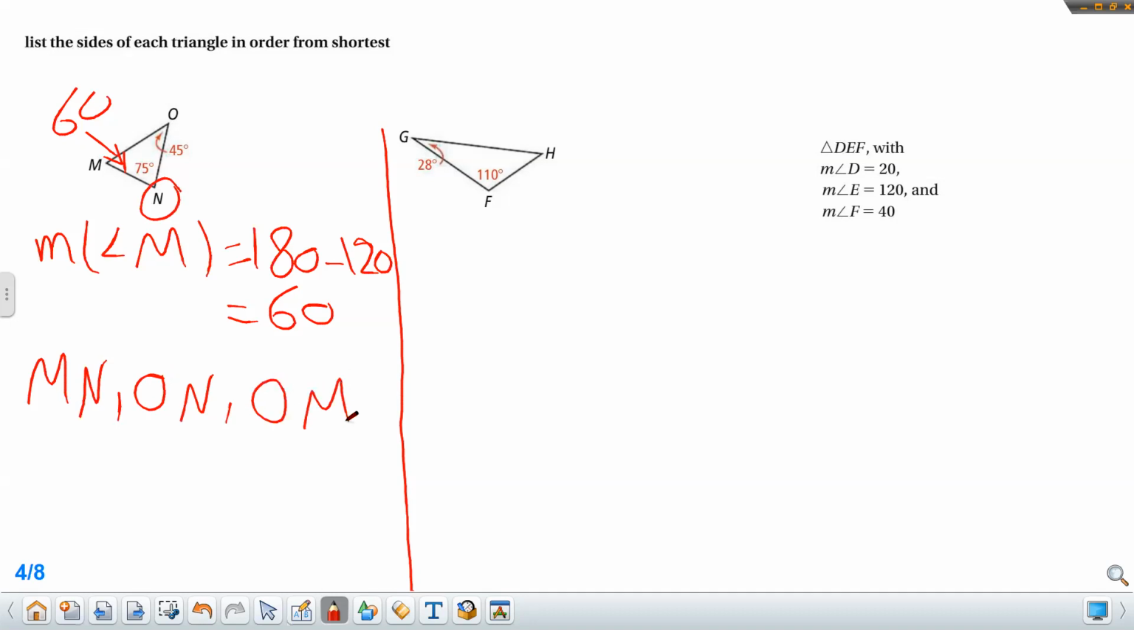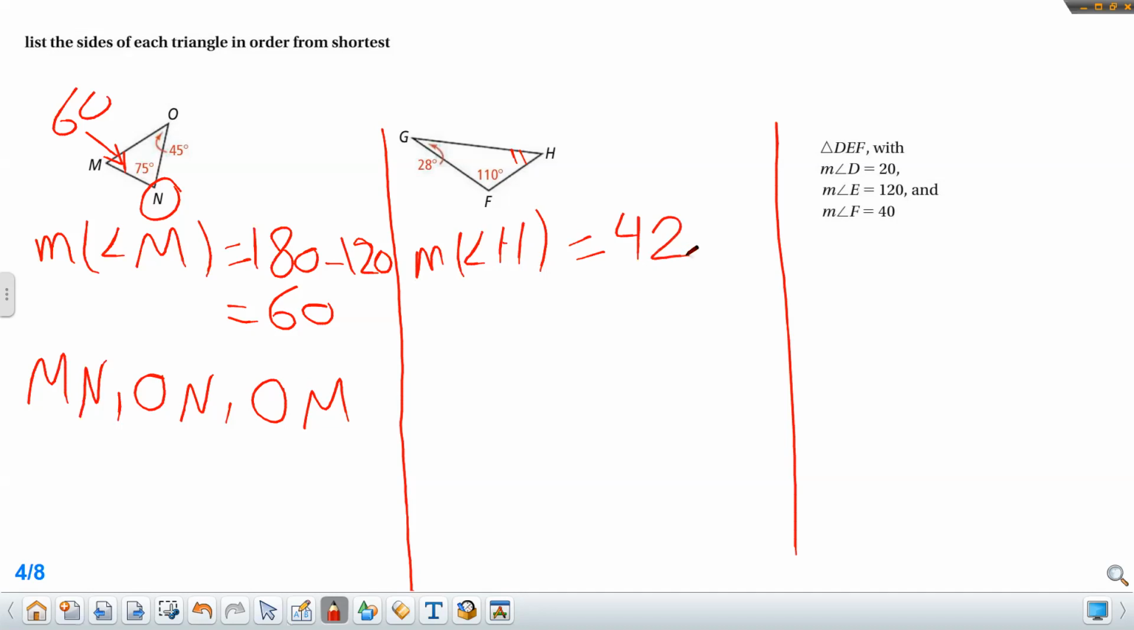Okay, number two. The same idea. You can find the measure of angle H: 180 minus the sum of 28 and 110, the sum of 110 plus 28. It will be 42. Then measure of angle H is 42.